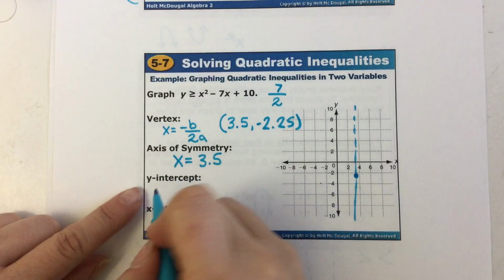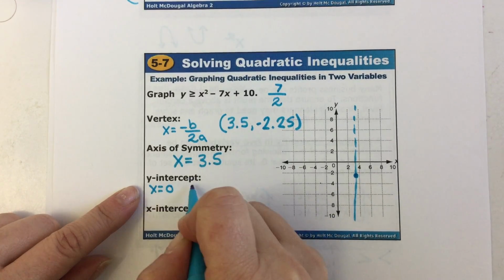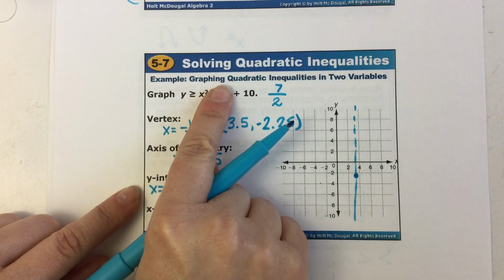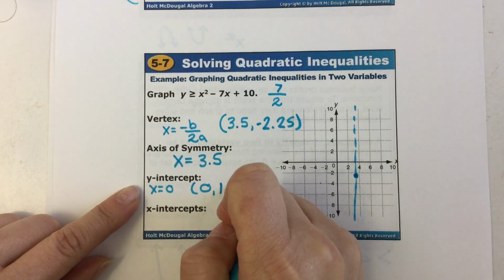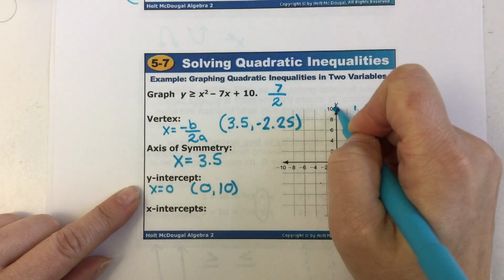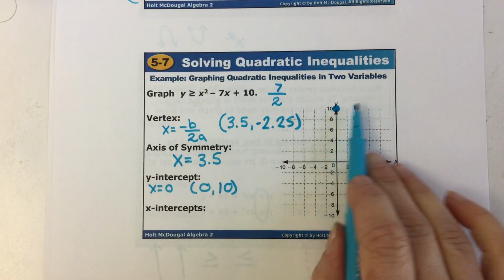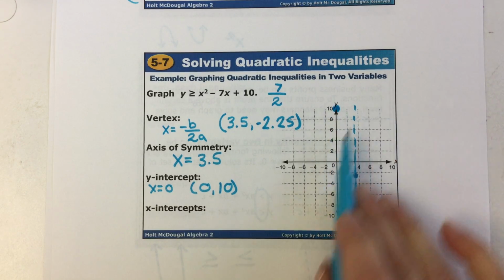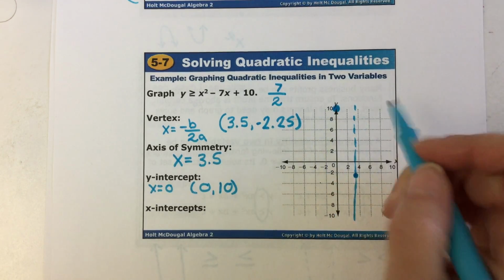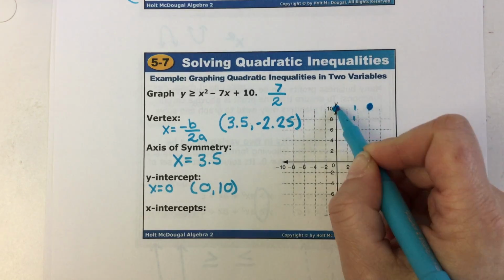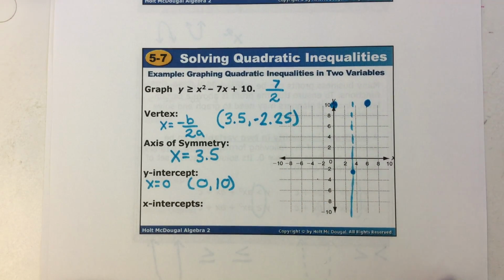Your y-intercept occurs where x is 0. So if I fill in a 0 here, this would cancel, and I would have a 10. So 0, 10. Now remember, you can reflect this over. This is 3.5 units away, so if I go 3.5 units the other direction, I would have a point at the same level because it's a mirror image.